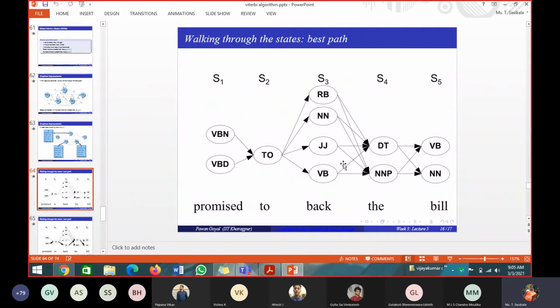For back again, what is the problem? The word back has how many tags here? The word back has 4 tags. Among the 4 tags, only 1 will be assigned. Yes or no? Yes. In this sentence, for the word back given 4 tags, only 1 will be assigned. Yes or no? Yes. 1 will be assigned or 2 will be assigned?